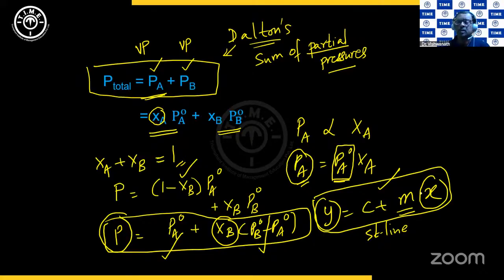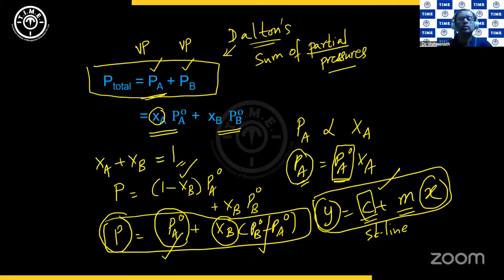So this is y is equal to C plus mx. So C is the intercept. What intercept? Y intercept. And m is the slope, which is equal to PB naught minus PA naught. You can plot P versus XB and then get a straight line. So getting a straight line is a verification of the Raoult's law. If you get a straight line, it means that Raoult's law is verified, meaning the two liquids have obeyed the Raoult's law. I hope this is clear.